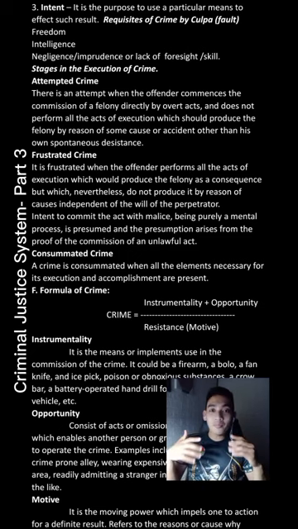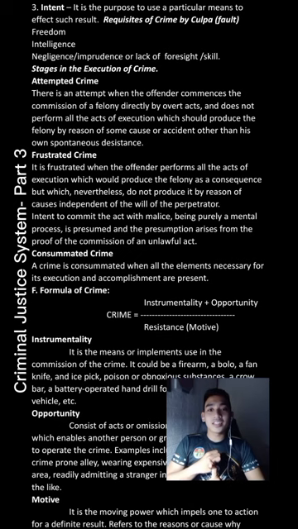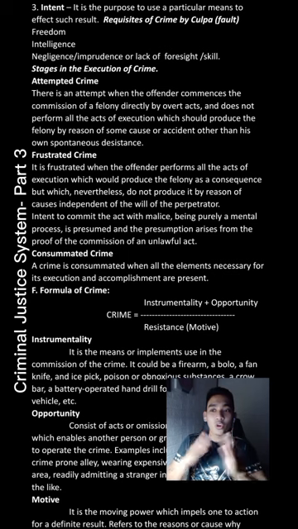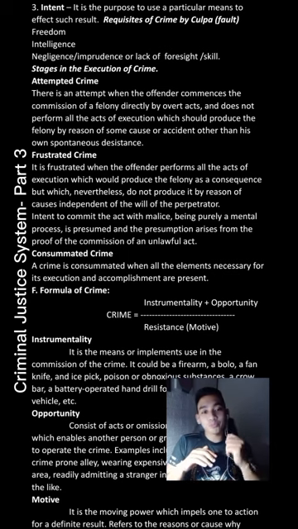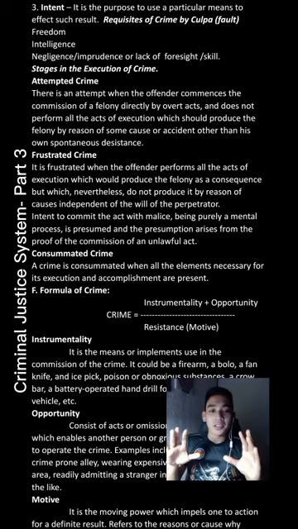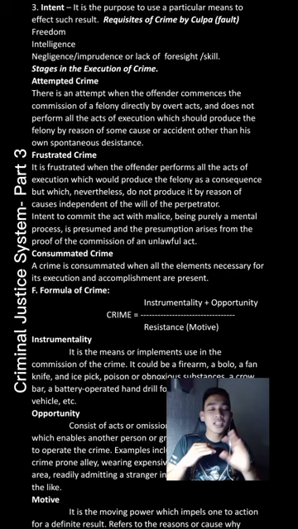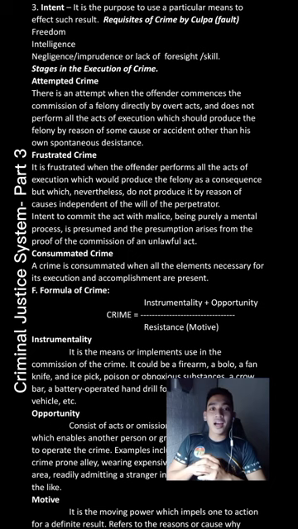So the accused here is already commencing the commission of a crime of felony. There is an attempt already, but he does not perform all acts of execution due to accident or by a cause other than his own spontaneous desistance. It means to say there is an outside force. For example, if a person is about to burn a house, preparing already the flammable materials, about to burn the house, but the owner was able to prevent him from burning the house or burning the property.